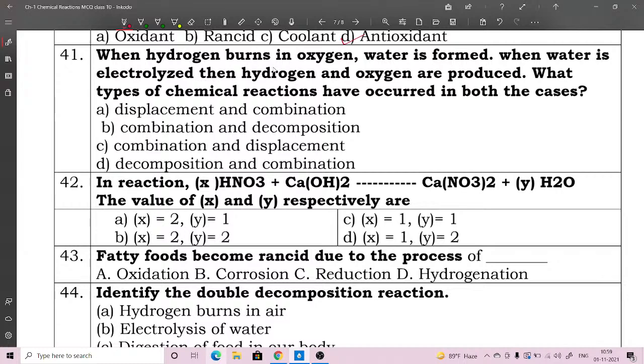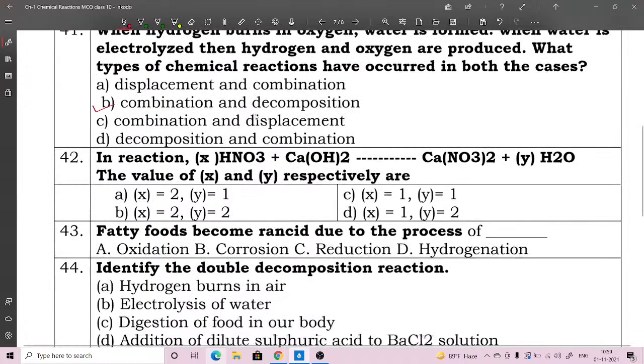When hydrogen burns in oxygen, water is formed. When water is electrolyzed, then hydrogen and oxygen are produced. What type of chemical reactions occur in both? When hydrogen burns in oxygen, water is formed, so combination. And when water is electrolyzed, that means decomposition. So the correct answer is option B, combination and decomposition.